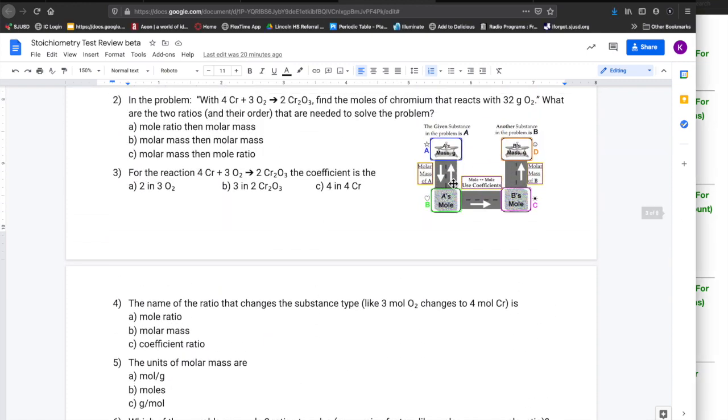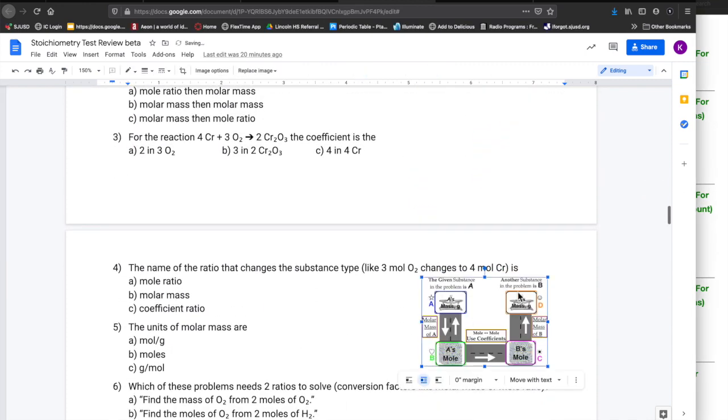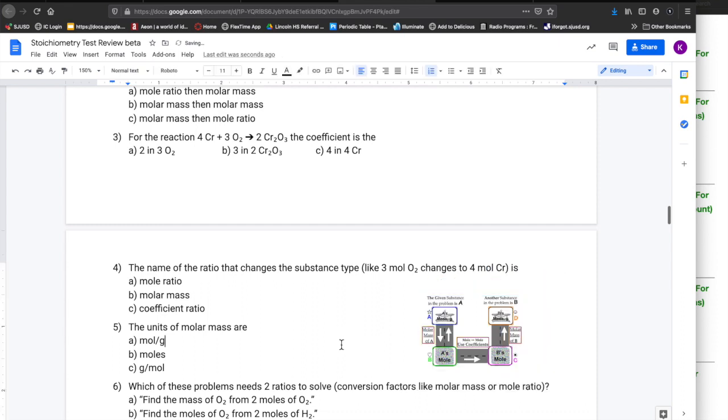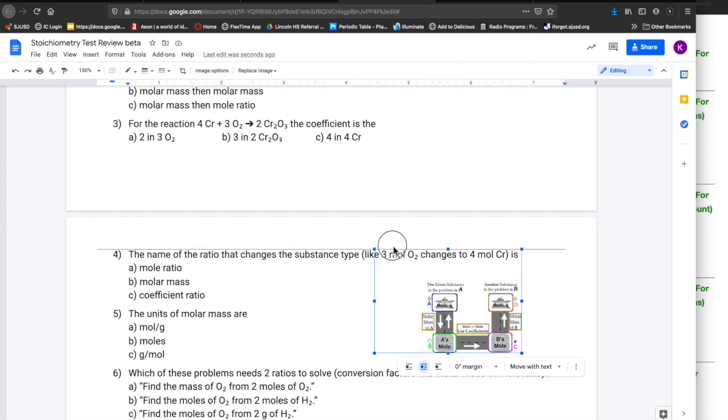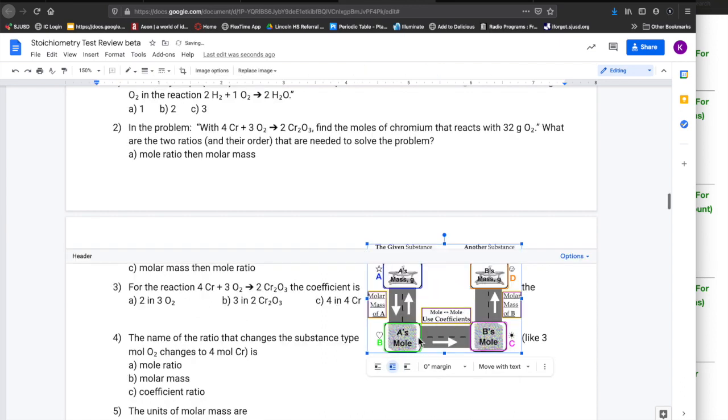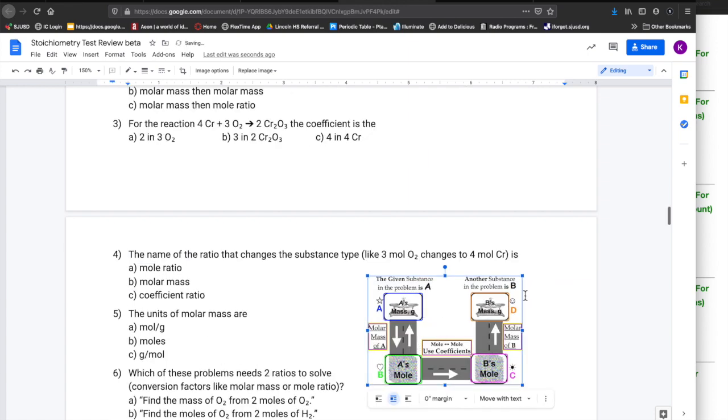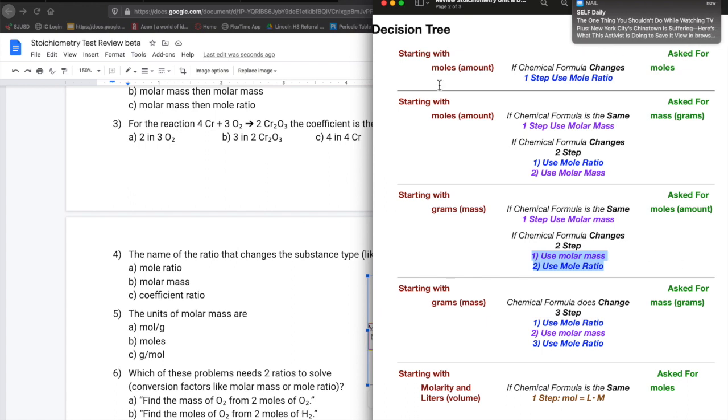Number 4, let's bring our mole roadmap along with us. The ratio that changes substances. So in that case, how do I get from one substance to another? It's right here, down here at the bottom. I guess I can enlarge this. So only down here can you change from A to B. A being the given substance and B being the substance you're going to. And you'd never do it through mass. You don't do it through liters. You can only do it through the mole. So only through moles.